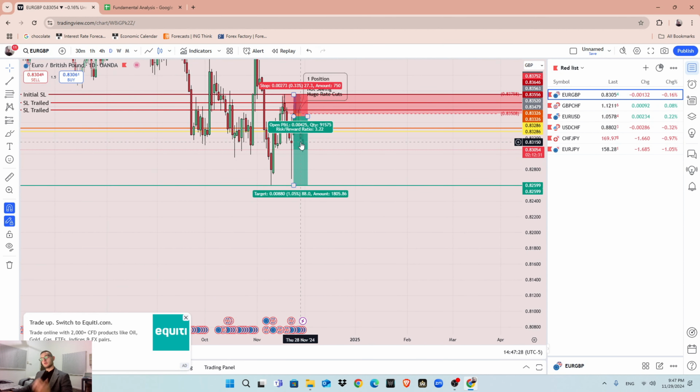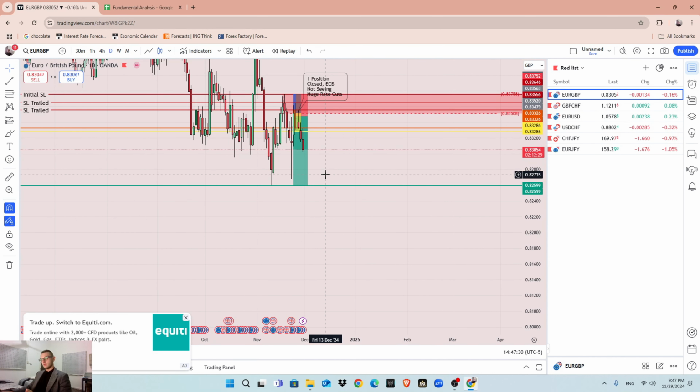Now, usually what I will be doing is waiting, and when price hits this area, I will go and check the fundamentals. If the fundamentals are still aligning with the technicals, I will keep the position running until sentiment changes or fundamentals change. Usually I will keep it running until sentiment changes, because when sentiment changes, we will have a retracement.